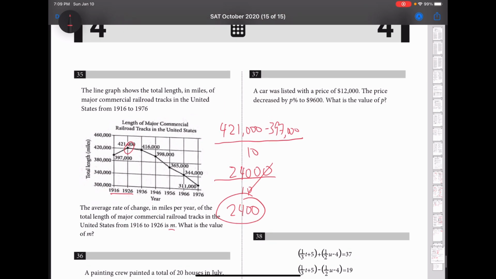All right, for number 37. So let's see if we can get some space here. A car was listed for a price of $12,000. The price decreased by P% to get to $9,600. What is the value of P?